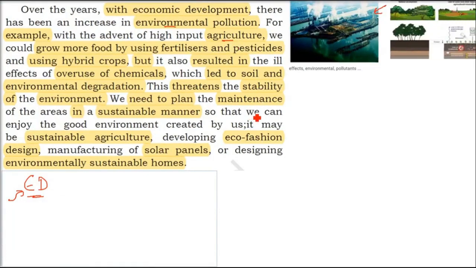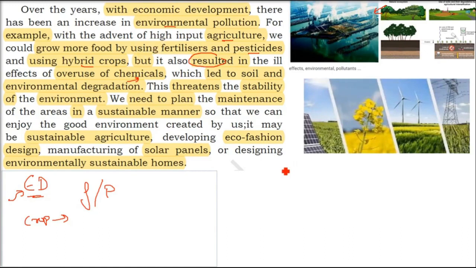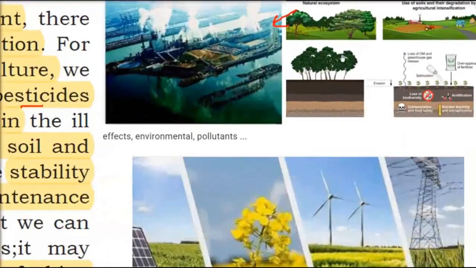Now talk about agriculture. We want to grow good food for an ever-increasing population. For that we need good fertilizers. We need to put in more pesticides. We need some hybrid crops to be grown, so that in less time they may give good crops. But because of these fertilizers, pesticides, and hybrid crops, the result is overuse of chemicals. We are overusing the chemicals, and the soil and the environment are degraded.